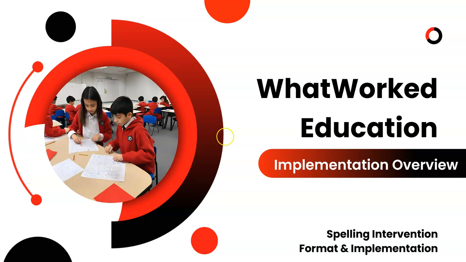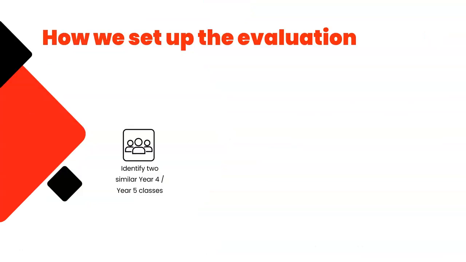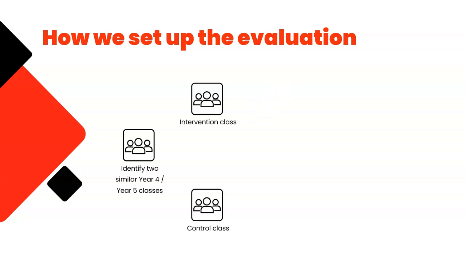Implementation overview. How we set up the evaluation in your school. The first thing is to identify two similar ability Year 4 or Year 5 classes. This is from the same year group, so it does require you to have a two-form entry. Use the What Worked Teachers platform to randomly allocate one class to the intervention, one to the control.